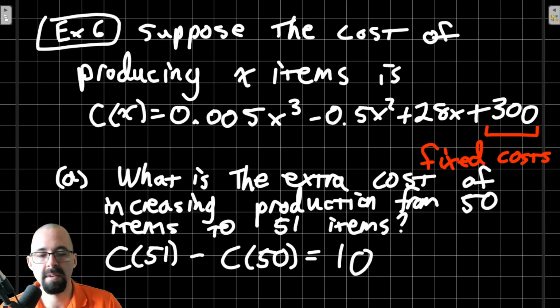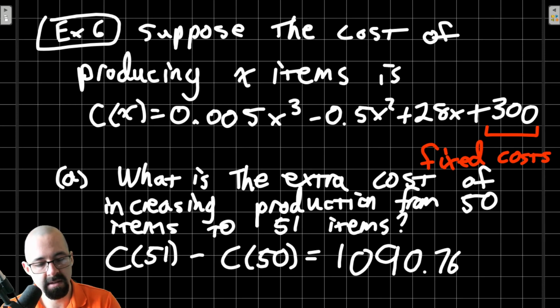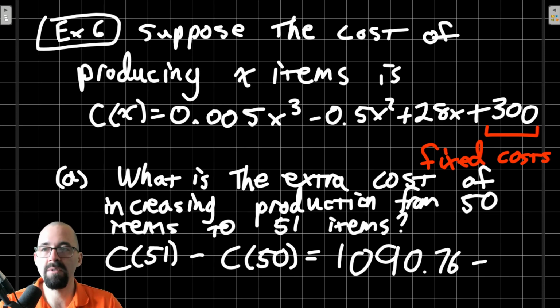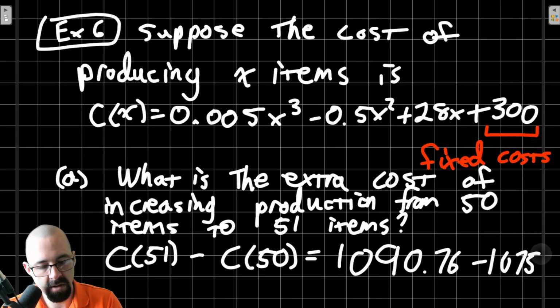Oh, I see what happened. It's going to cost $1,090.76. And for 50 items, we'll just replace the 51 with 50 in the calculator. We're going to get $1,075 exactly.